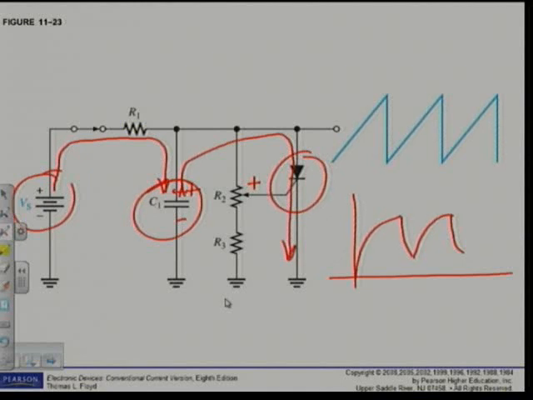And that's why they tell us it's a sawtooth generator. That means it will give me a sawtooth oscillation out. And the frequency will be determined by the resistor, the size of the capacitor and my supply voltage.